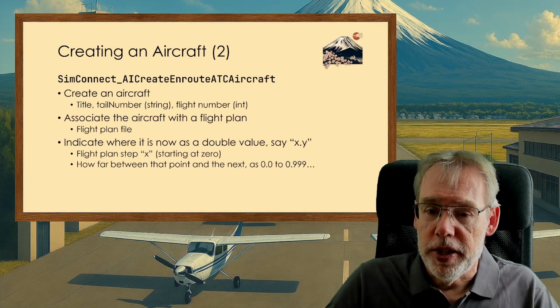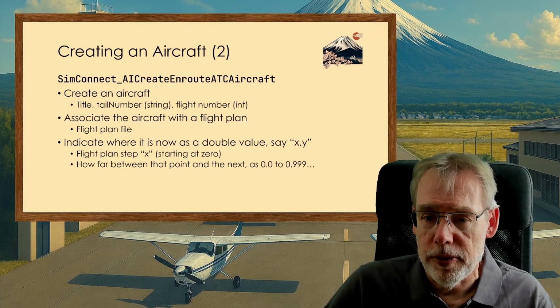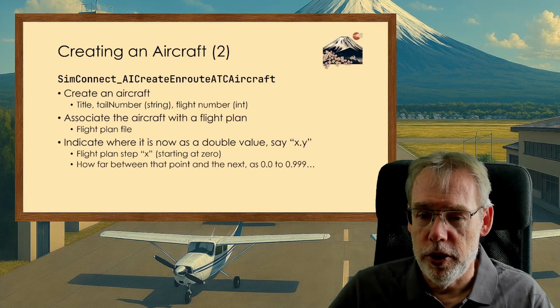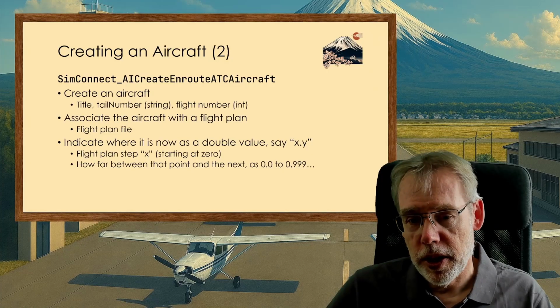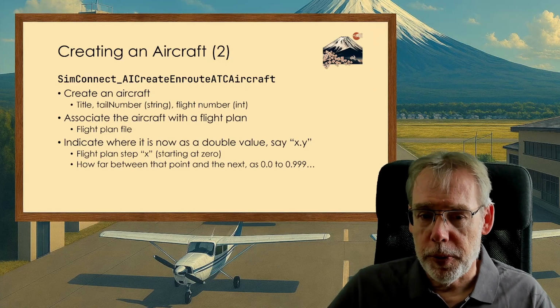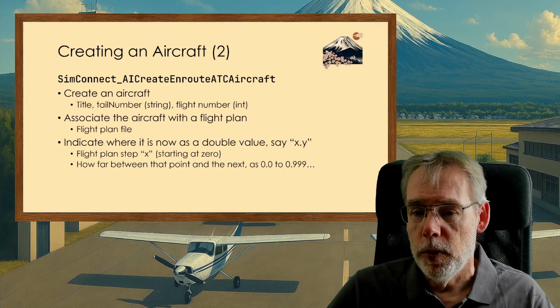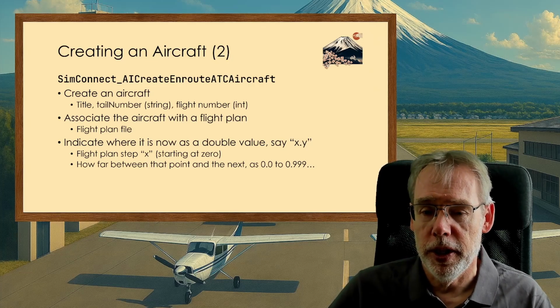But now, of course, the next question: we said it is en route, so where along the flight plan is it? You have to specify that as a double value with a part before the period and a part after the period. The part before the period is the step number within the plan, where 0 is the first step or the departure in the flight plan.